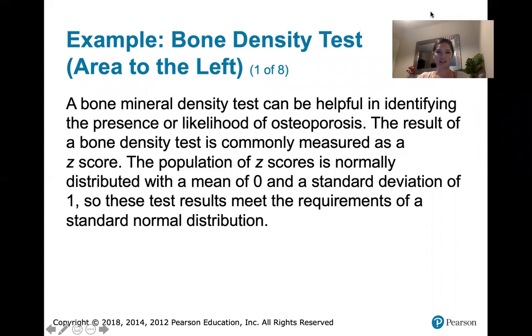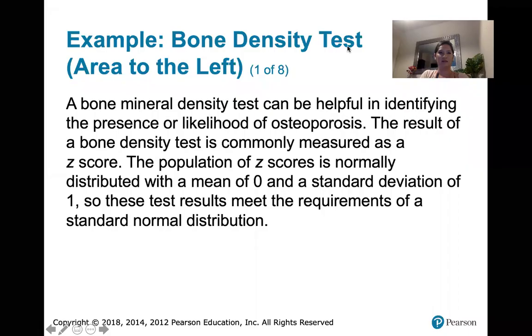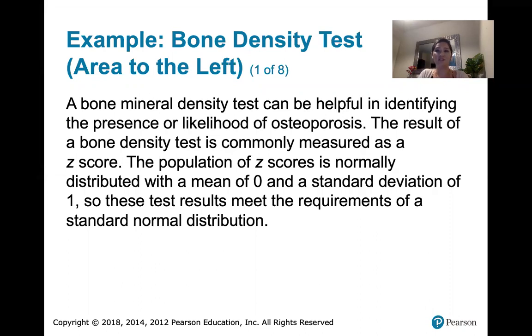This one is asking for area to the left. And let's read the problem statement. It says, a bone mineral density test can be helpful in identifying the presence or likelihood of osteoporosis. The result of a bone density test is commonly measured as a z-score. The population of z-scores is normally distributed with a mean of 0 and a standard deviation of 1. So these test results meet the requirements of a standard normal distribution. So a bone density test result is a z-score.